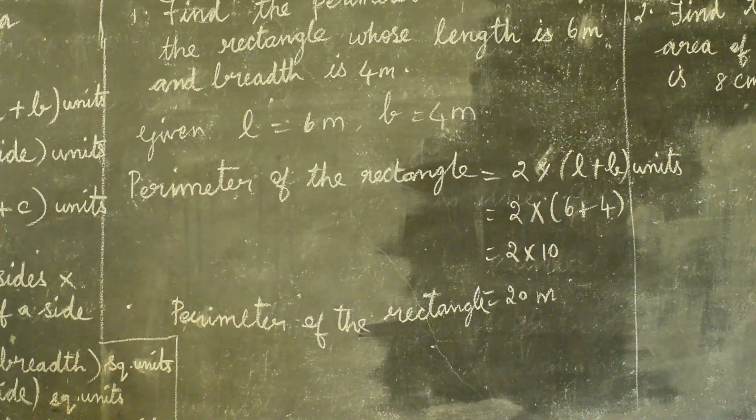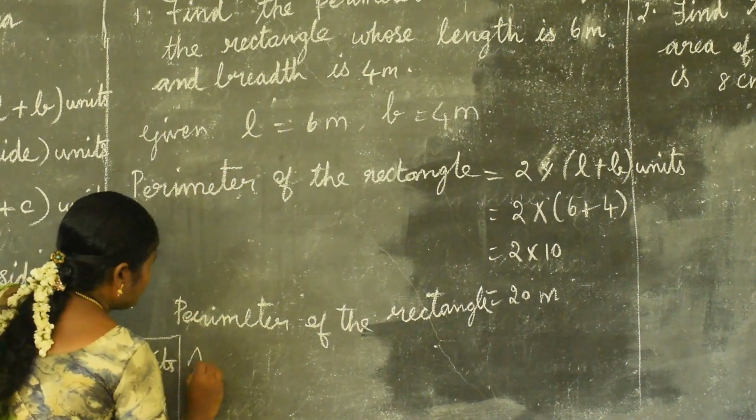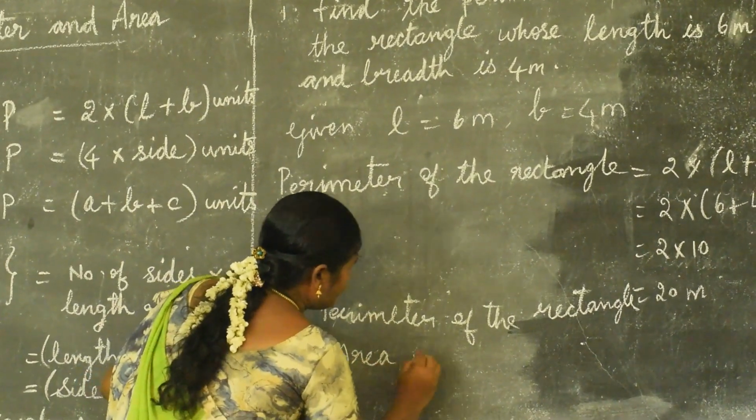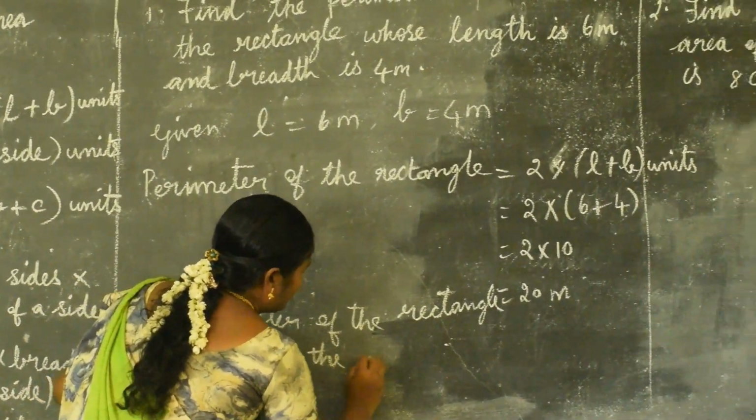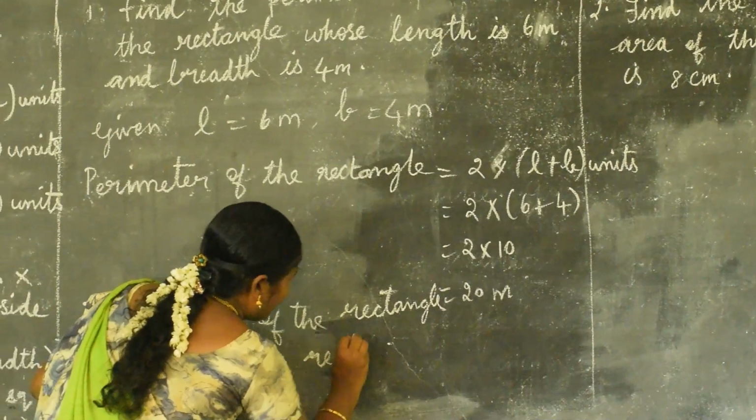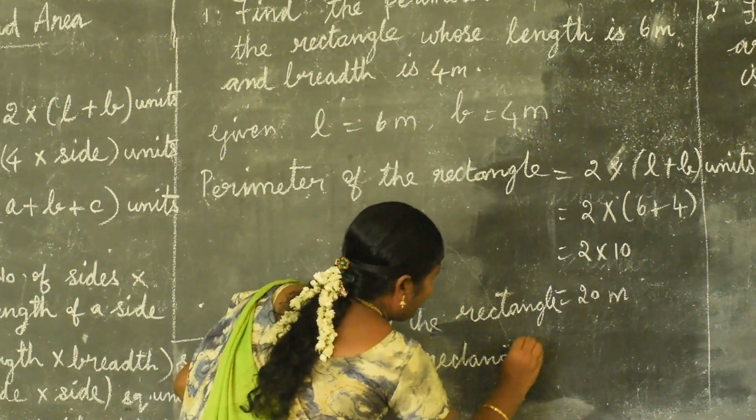Then we need to find the area of the rectangle. So the area of a rectangle formula is, we know the area of the rectangle. What is the formula?